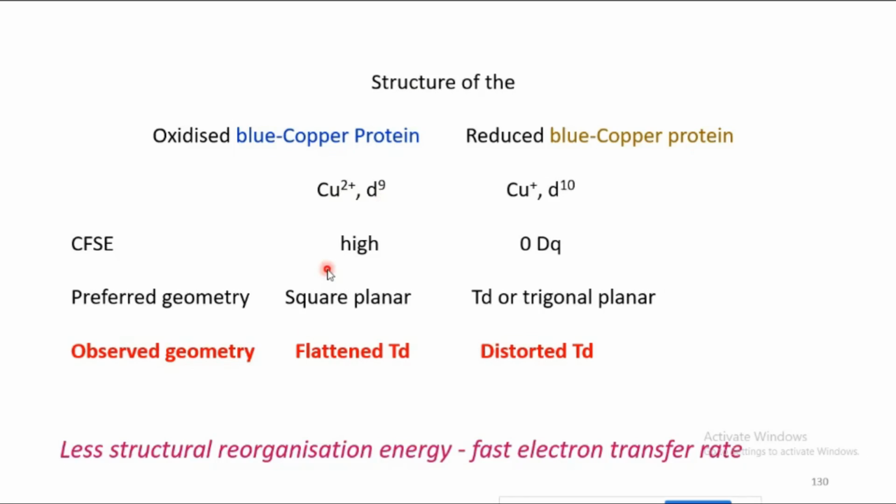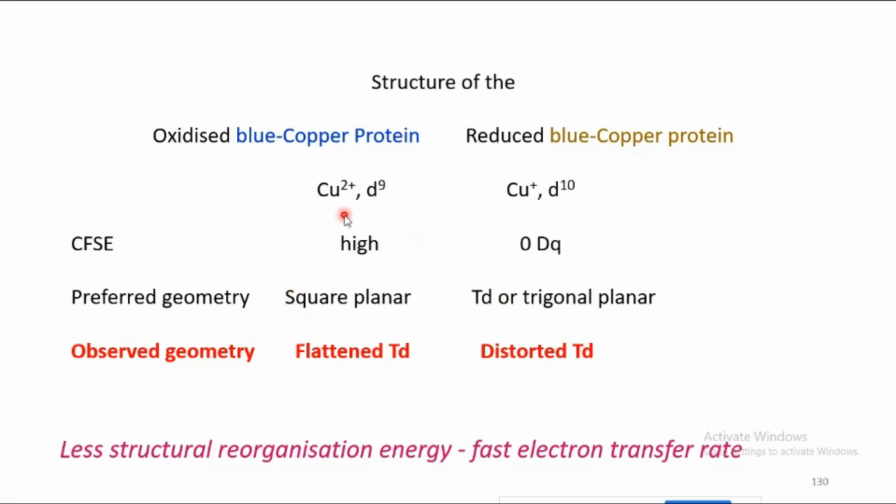The CFSE is higher than that of the copper(I) species, which is in the reduced form of the blue copper protein. Since copper(I) has the d10 configuration, the CFSE is 0, so there is no need to worry about this one. Depending upon the coordination number, it may adopt either tetrahedral or trigonal planar geometry. With 4 coordinating atoms, it will automatically have a distorted tetrahedron. Whereas with the copper 2+ oxidation state, the CFSE is relatively greater than that of copper(I).